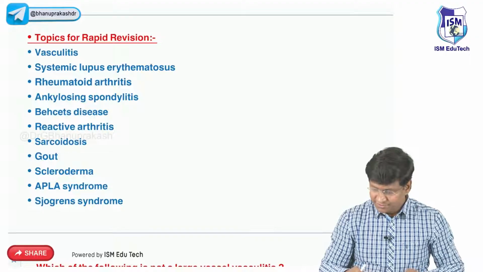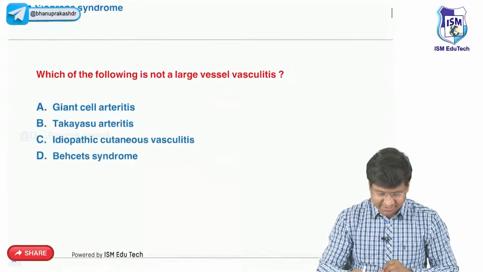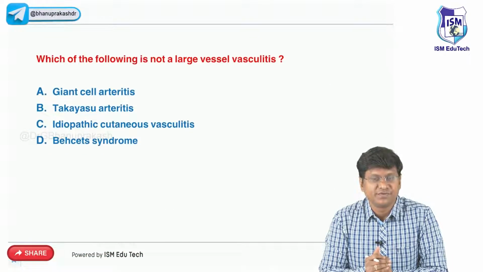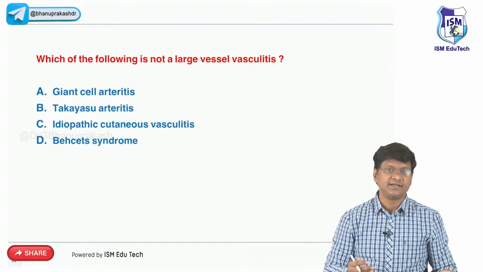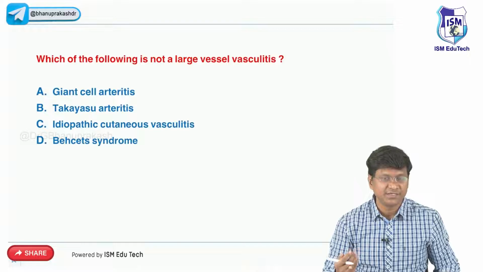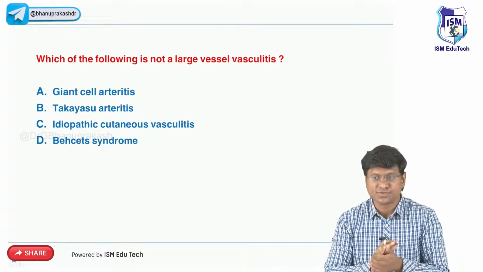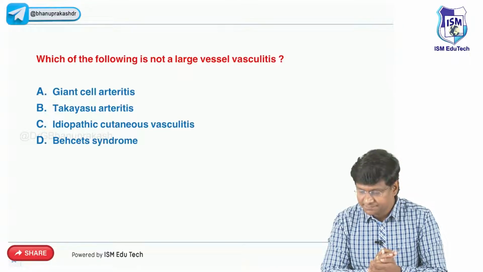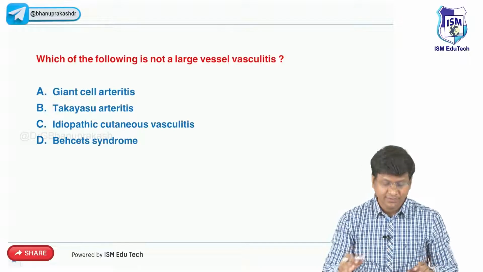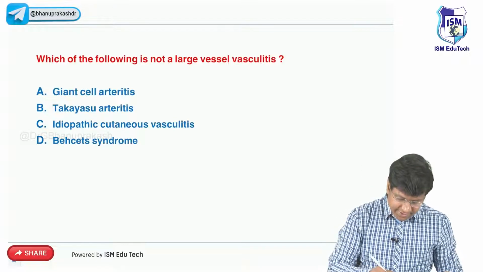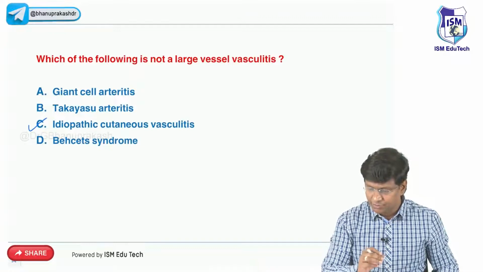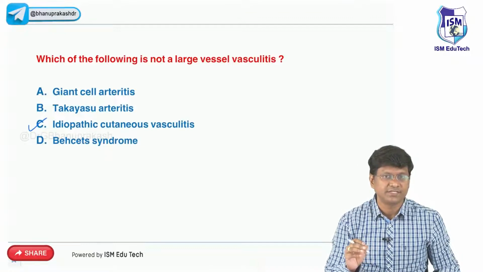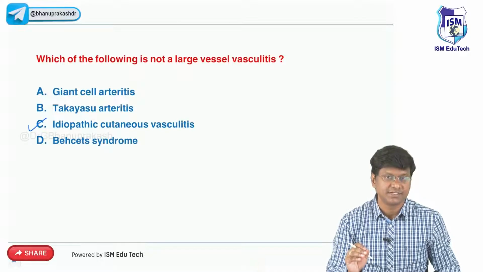So the first topic that we'll be starting is, if you see this question, which of the following is not a large vessel vasculitis? The options are giant cell arteritis, Takayasu arteritis, idiopathic cutaneous vasculitis, and Behcet syndrome. Anyone want to make an attempt at this question? Right. It is the idiopathic cutaneous vasculitis. Very good, Monica. It is idiopathic cutaneous vasculitis, which is a small vessel vasculitis.